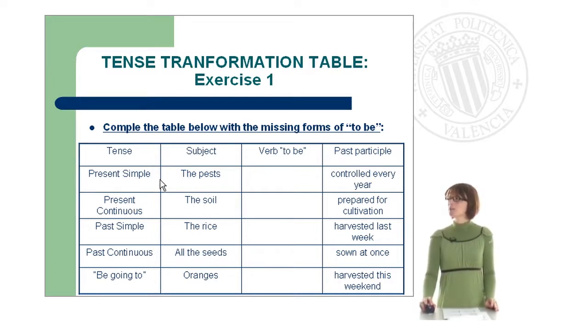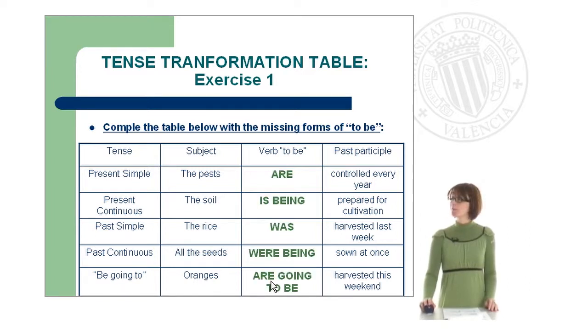Okay, we have present simple: the pests, blank, controlled every year. Present continuous: the soil, blank, prepared for cultivation. Past simple: the rice, blank, harvested last week. Past continuous: all the seeds, blank, sown at once. And be going to: oranges, blank, harvested this weekend. Have a go. Here come the solutions. Are, is being, was, were being, and are going to be.